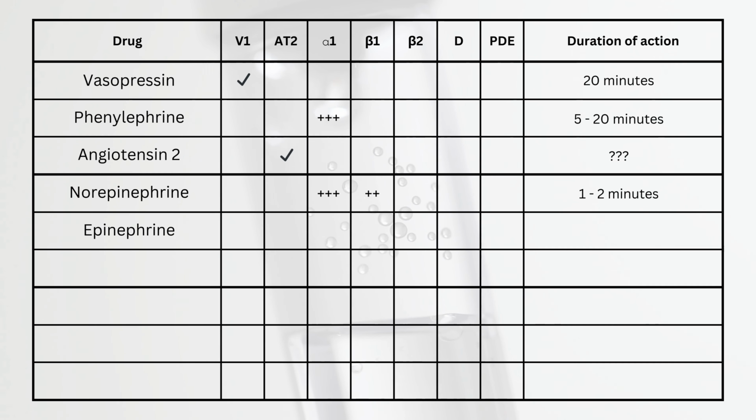Epinephrine is also a catecholamine with strong effects on alpha-1, beta-1, and beta-2. Epi is appreciated for its stronger inotropic effects, but at the cost of increased dysrhythmias. Its duration of action is around 2 to 5 minutes. The last inopressor is dopamine.